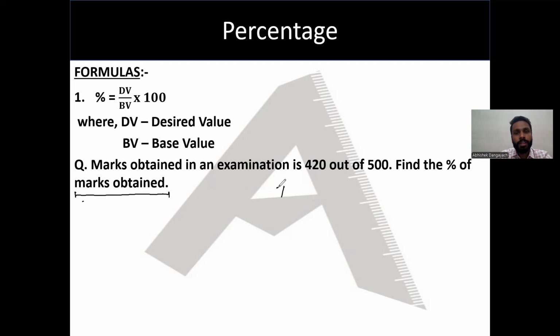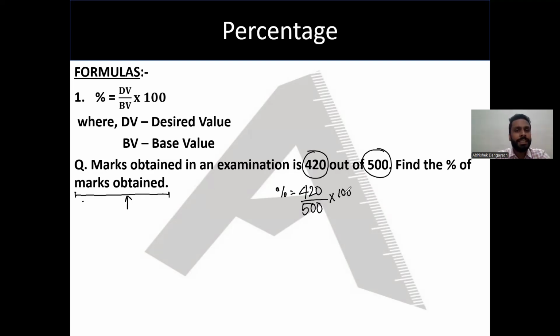Question में they ask you find the percentage of marks obtained. मतलब according to me this is the value that they are asking in the question. Marks obtained. This should be your desired value. And marks obtained is 420. ये आपको पता है. So desired value हो गया 420. Clear है? अच्छा, you're calculating a percentage with respect to 500 because you are scoring 420 out of 500. So base value is going to be 500 into 100.